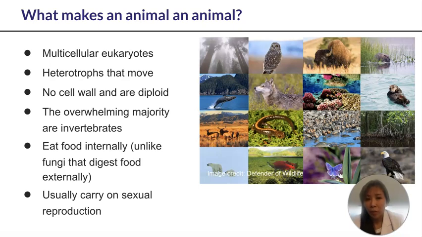The lack of a cell wall is a characteristic that we often observe and associate with plant cells. And the majority of them are invertebrates. They also eat food internally. So unlike other kingdoms, such as the fungi, that are able to digest food externally, animals have to actually ingest their food and digest it internally. And they usually have sexual reproduction in order to increase genetic variability.